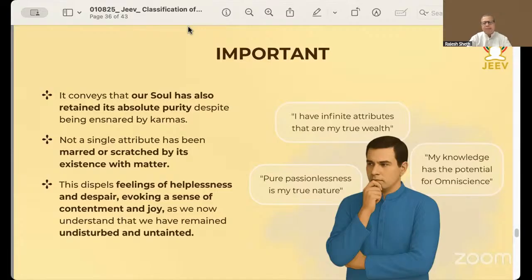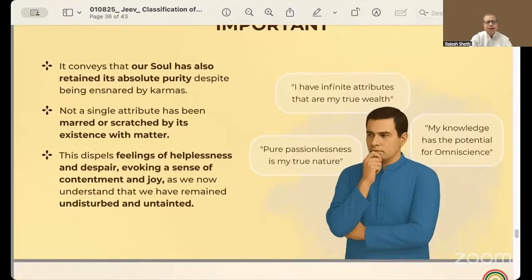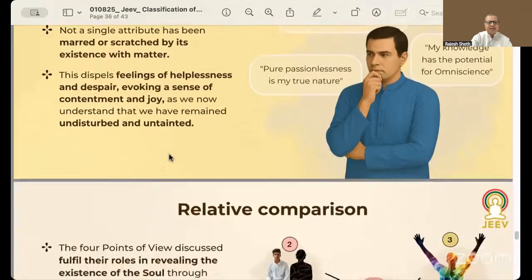My knowledge has the potential for omniscience, and not only one attribute like knowledge, I have infinite attributes, and each attribute has its independent function to perform, and it is performing without any help from anybody else. So that independent entity is what I am. I have infinite attributes, that is my true wealth. So this is just a repetition of what we did the last time.